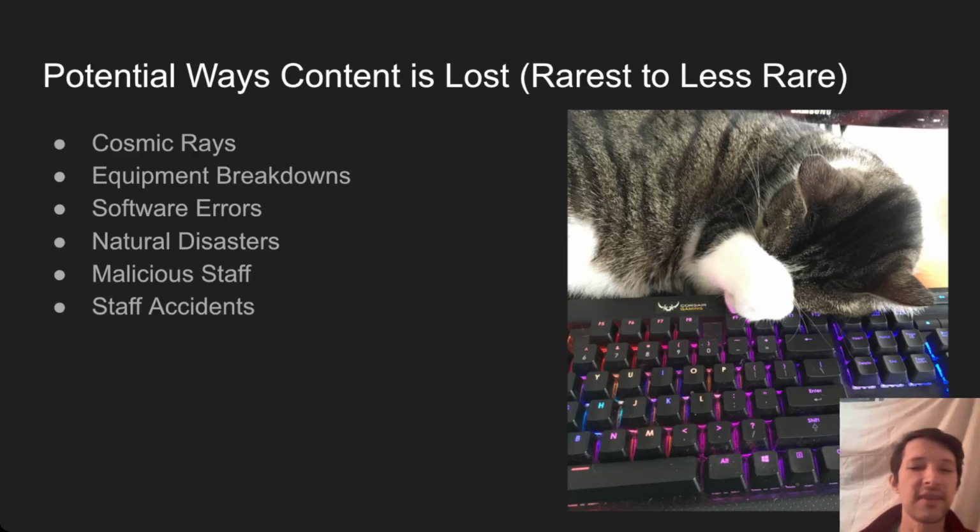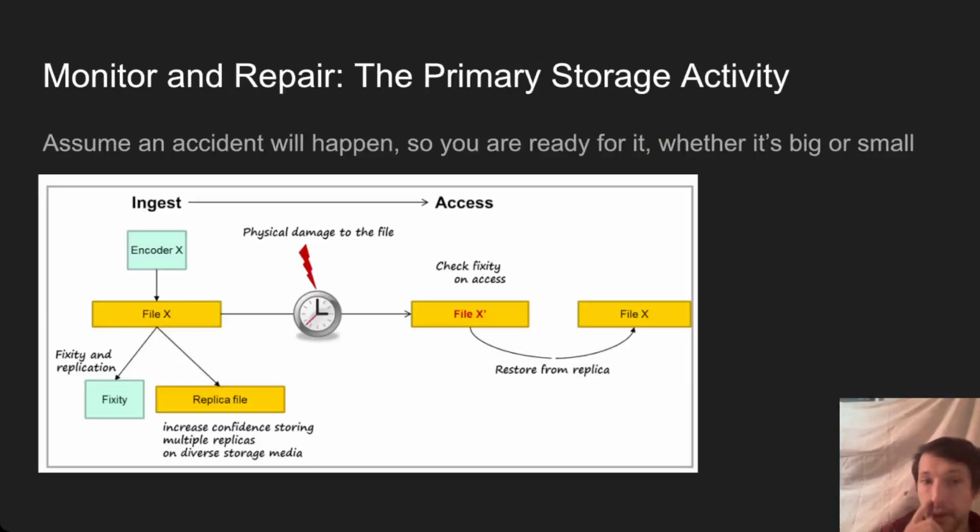So lots of ways that staff accidents happen, and something we need to be wary of is that it's probably more likely for somebody to lose a hard drive and to lose all the files on it than it is for that hard drive to just break down spontaneously. So how do we take care of these things? That's what that error checking process is all about.